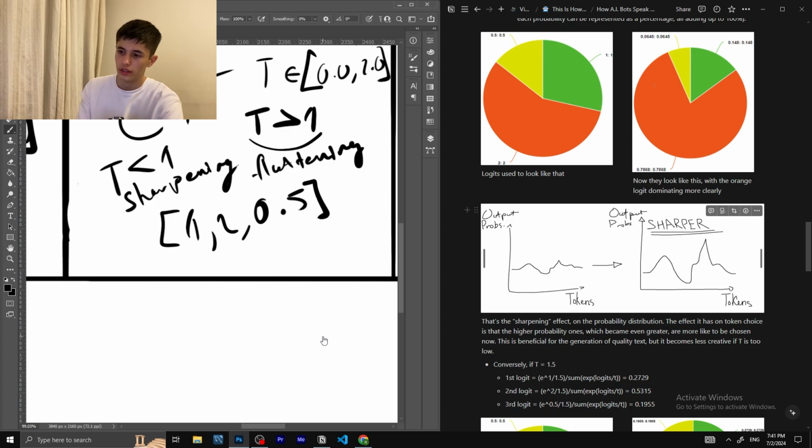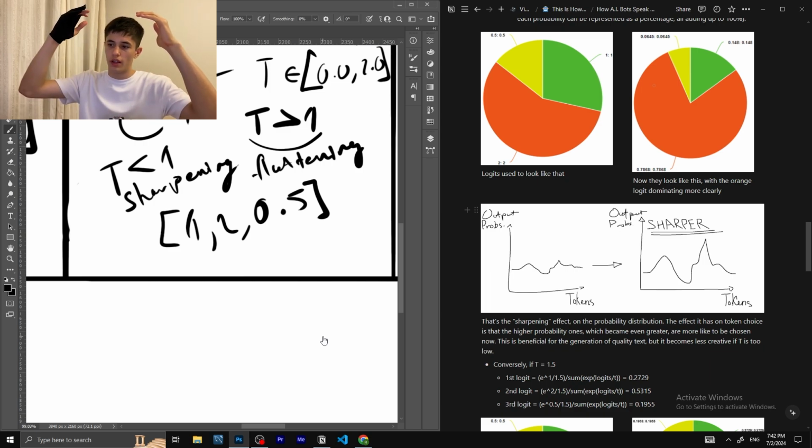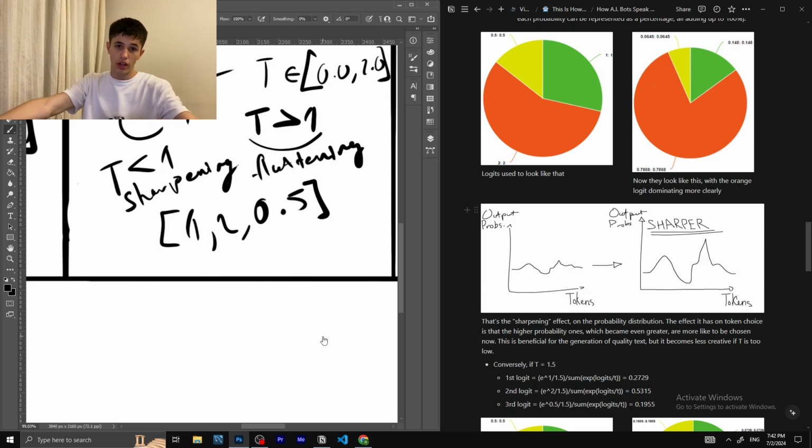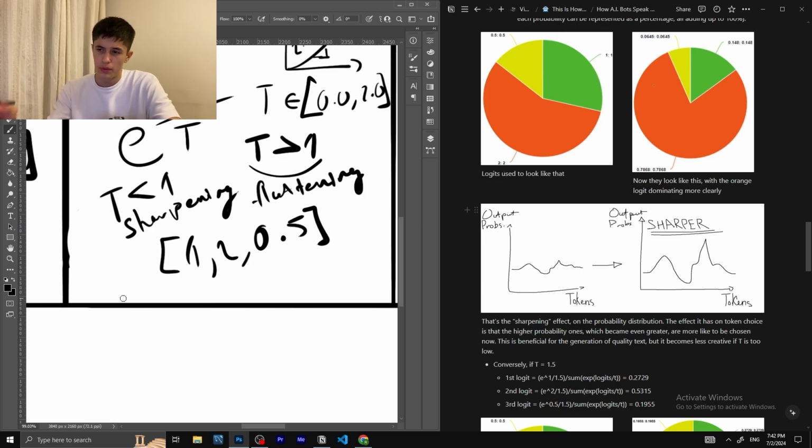And the reason why this is done is so that this effect on the probability distribution has that effect when we're choosing a token, which we'll look at later how it's chosen. The higher probability ones become even greater, and that creates the generation of even more quality text because the higher probability tokens are being chosen. But it makes the model less creative because it's only selecting these top ones, right? So it makes it a little bit less creative, which is why temperature must be struck with a balance.